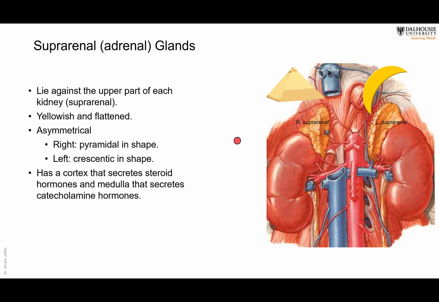Suprarenal glands are located, as their name indicates, on top of the kidney. The other name is adrenal glands. And these are endocrine glands. They secrete hormones. They have a cortex and medulla. They secrete different types of hormones. The cortex secretes steroid hormones. The medulla secretes the catecholamines, the adrenaline and noradrenaline.